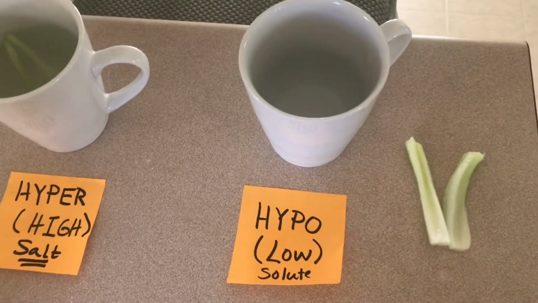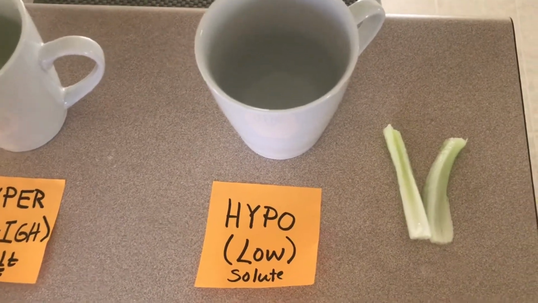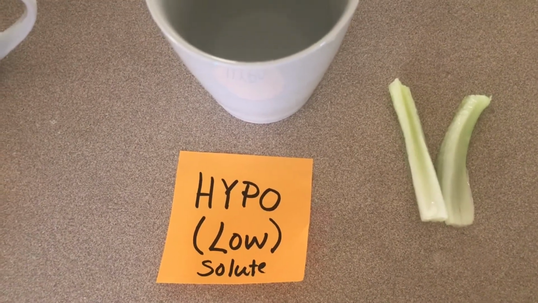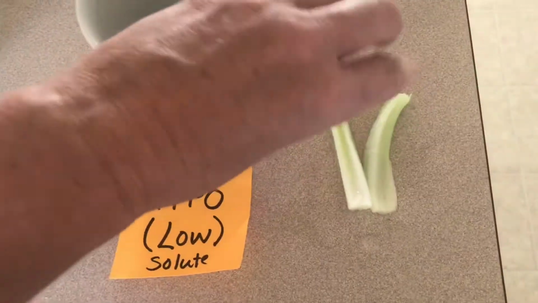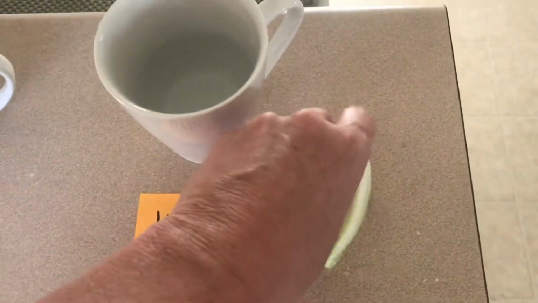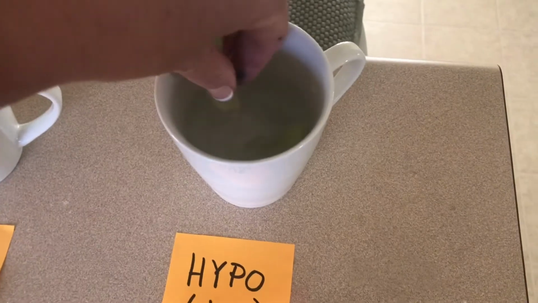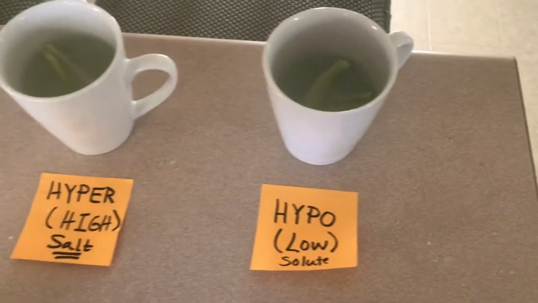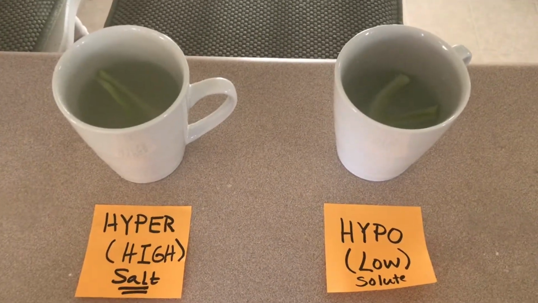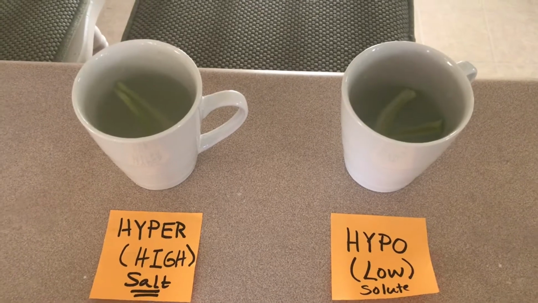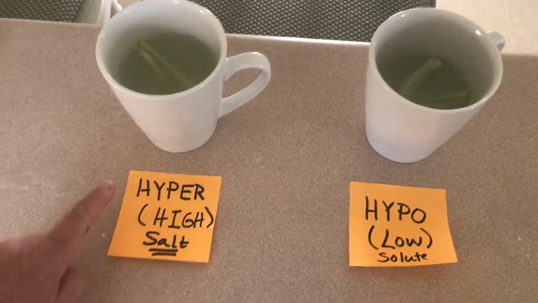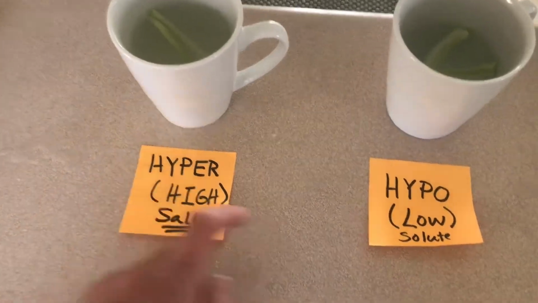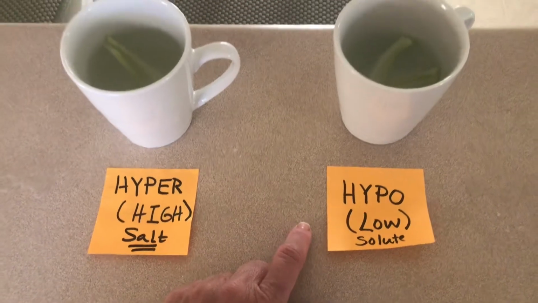This solution is just plain water. It is referred to as hypotonic because it has low salt or solute compared to the celery. Pure water has less salt than the celery. So I'm going to put these in the pure water or hypotonic solution. And over time, we'll see what the effect is on these cells and their tissues based on being in either a hypertonic, high salt solution, or a hypotonic, low salt solution.